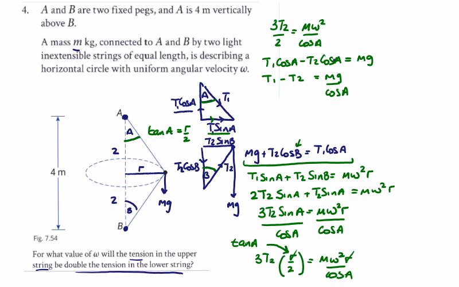And I have T2. I'll just write it down again from earlier. We had T1 was equal to 2T2. So I'm going to get 2T2 minus T2 is equal to mg over cos A. So T2 is equal to mg over cos A. Will that help? So cos A from here, cos A will be equal to mg over T2.